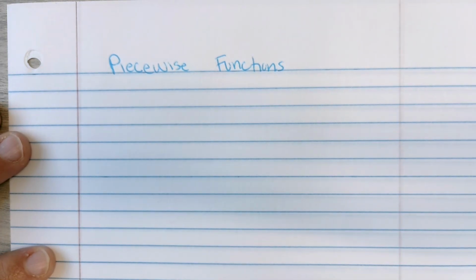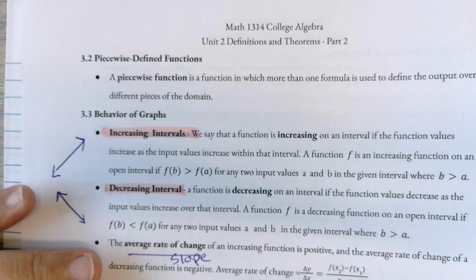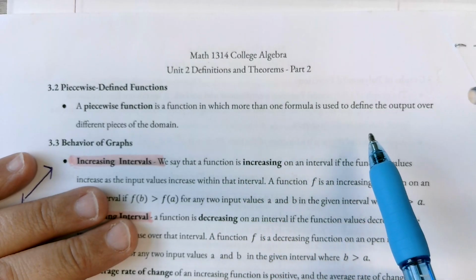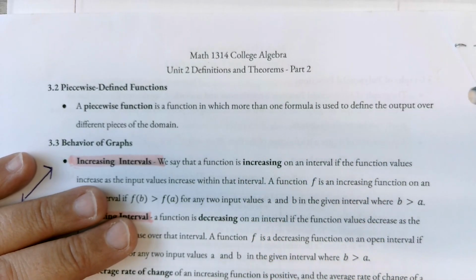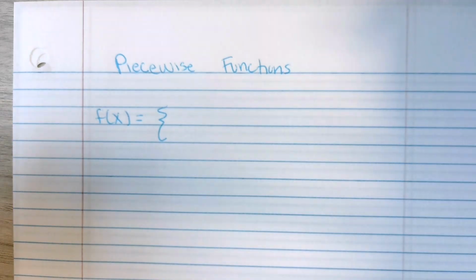This video is about piecewise functions. If you take a look at your definitions and theorems page, you'll see the definition of a piecewise function is a function in which more than one formula is used to define the output of different pieces of the domain. So in layman's terms, what we have is multiple functions in one function, so pieces of functions that are broken up along the domain of the graph.